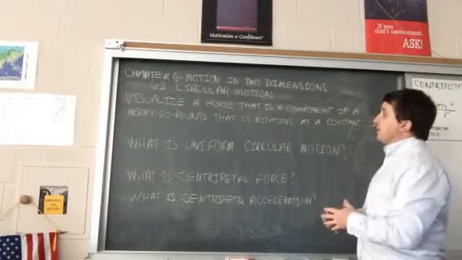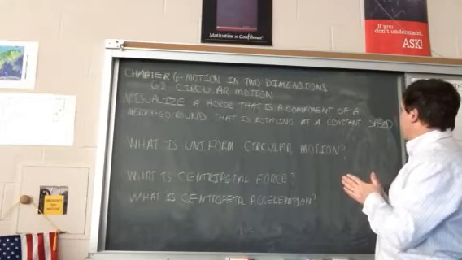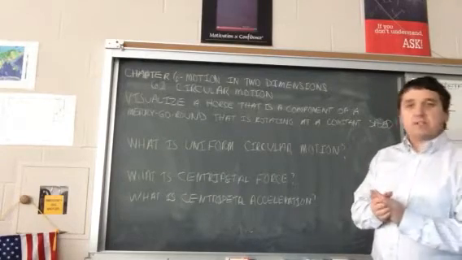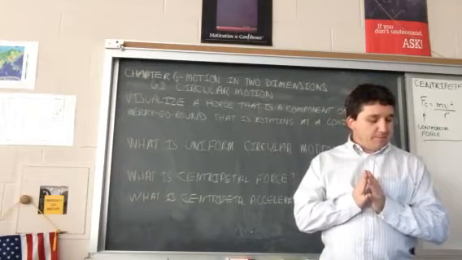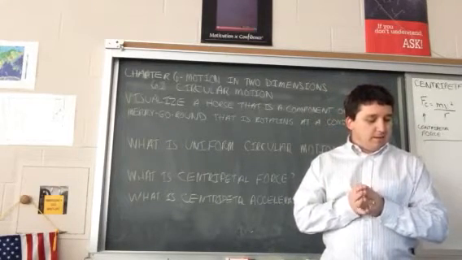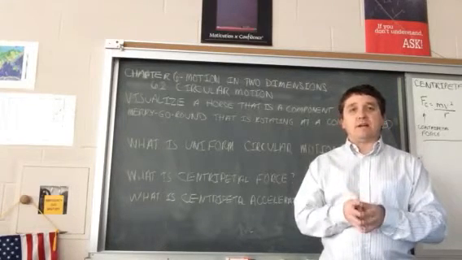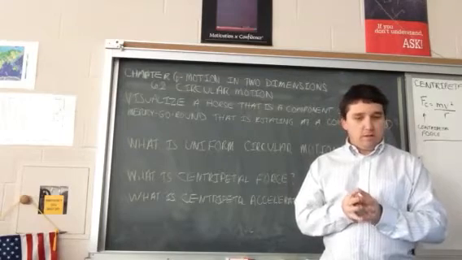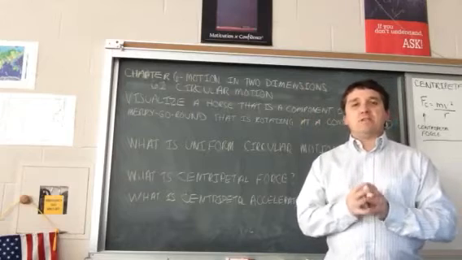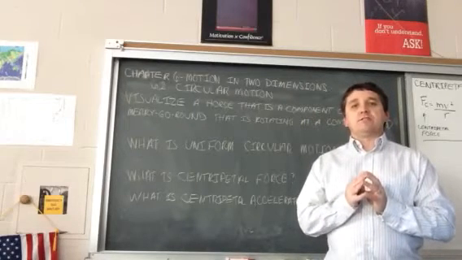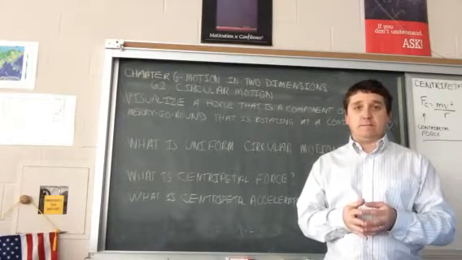So the first question I have here is: visualize a horse that is a component of a merry-go-round that is rotating at a constant speed. My question is, is this horse accelerating? Why or why not? The answer: it is accelerating because the direction is constantly changing. And when you have a change in direction, by definition, you have a change in velocity. Since the change in velocity is occurring with respect to time, that is acceleration.